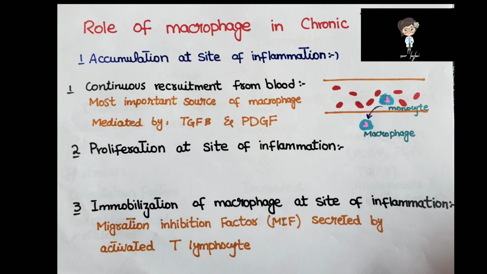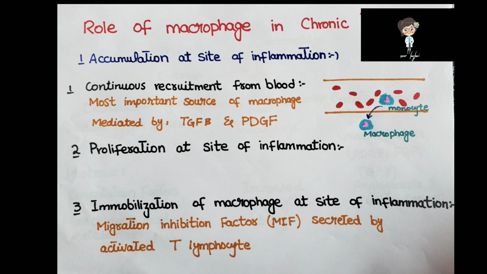Now let's see what is the role of macrophages in chronic inflammation. During chronic inflammation, macrophages accumulate at site of inflammation by following processes. Continuous recruitment from blood to site of inflammation. Actually, macrophages are derived from blood monocytes. From blood to tissue, macrophage formation is the most important source of macrophages, which is mediated by TGF and PDGF.